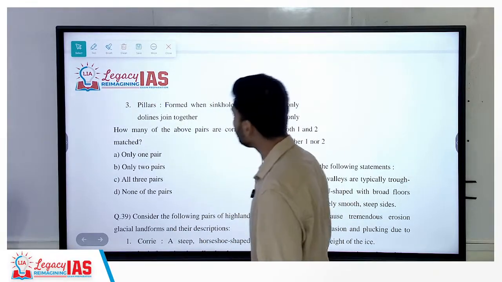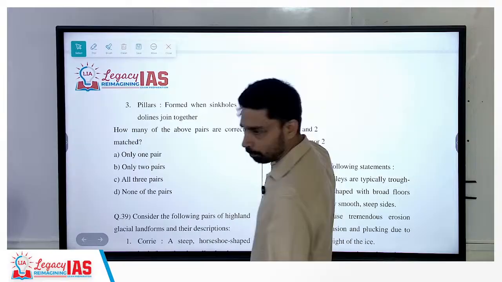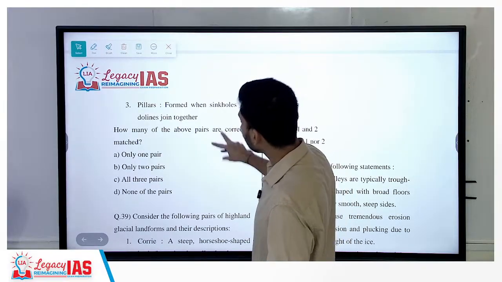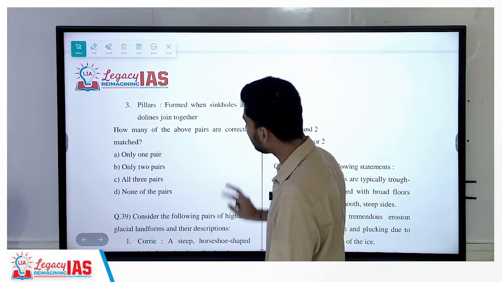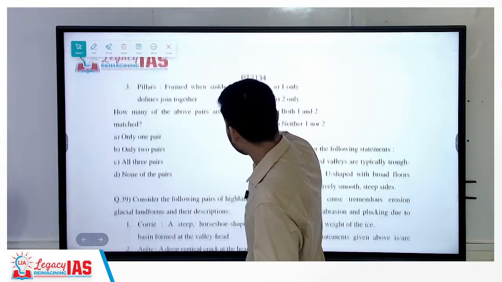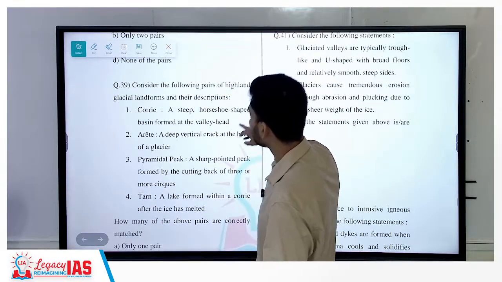Sinkhole and doline do not join together to form a pillar. They form uvalas or polje. Okay, that's what they form. So what is the correct option? B, only two pairs. Pillar is stalactite plus stalagmite, not this.